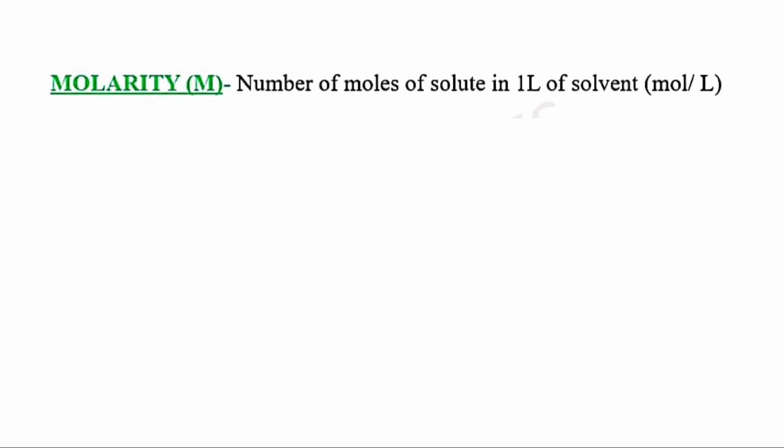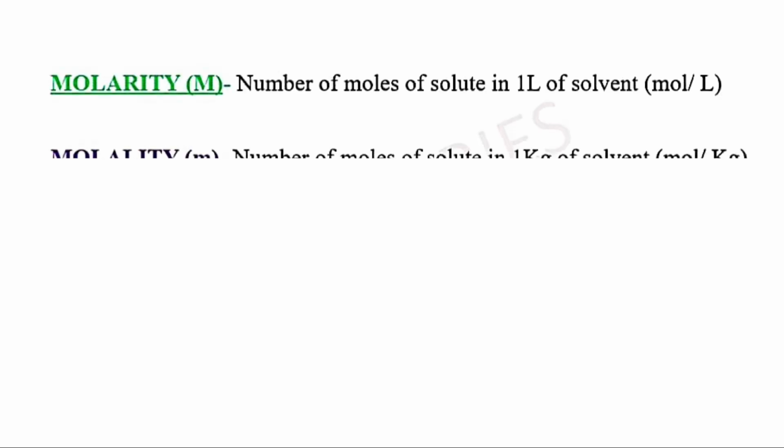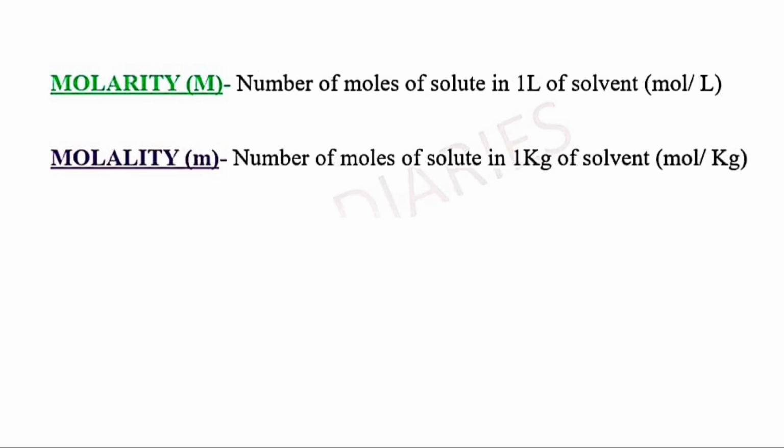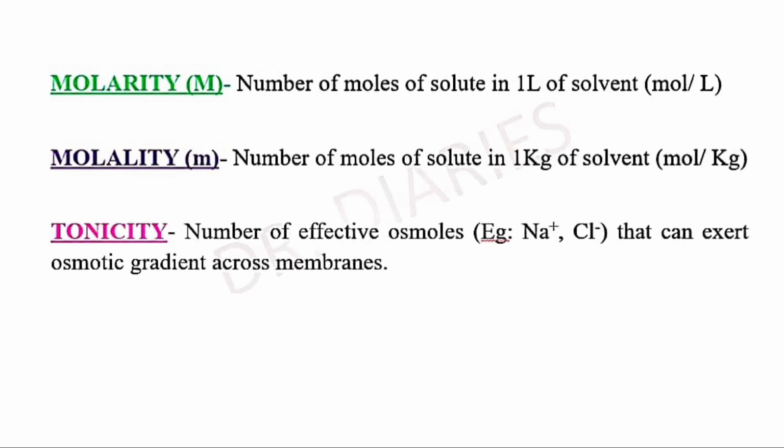Chapter 2, on Osmolality and Tonicity. Revising the definitions: 1. Molarity is the number of moles of solute in 1 liter of solvent. 2. Molality is the number of moles of solute in 1 kilogram of solvent. 3. Tonicity is the number of effective osmoles that can exert the osmotic gradient across the membrane.